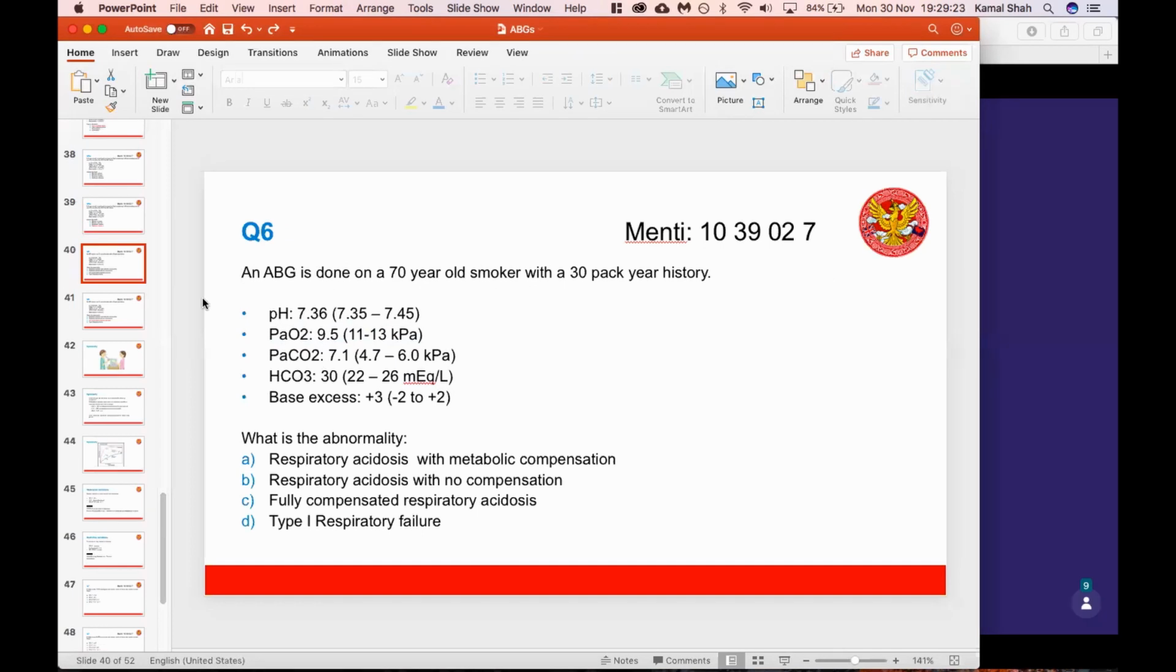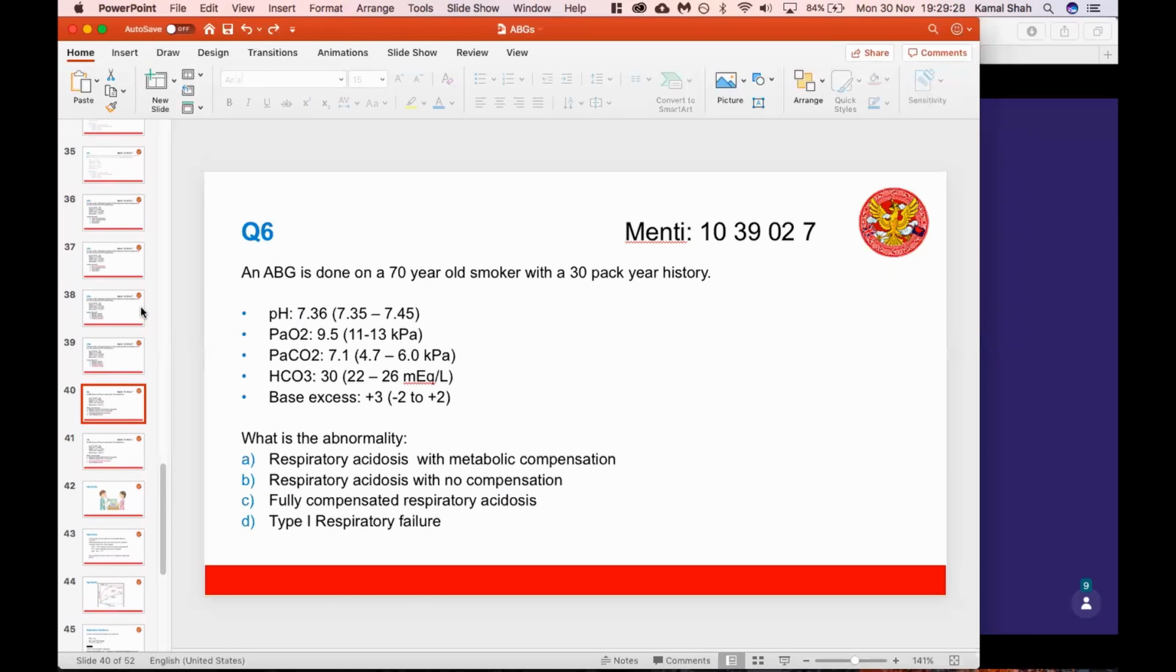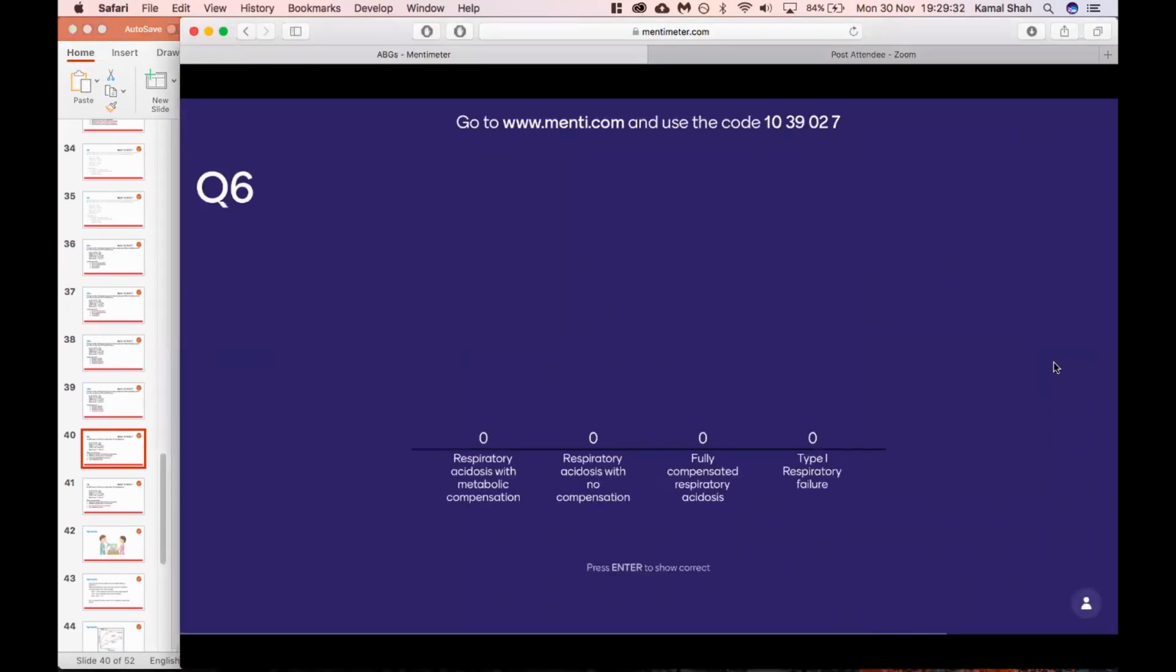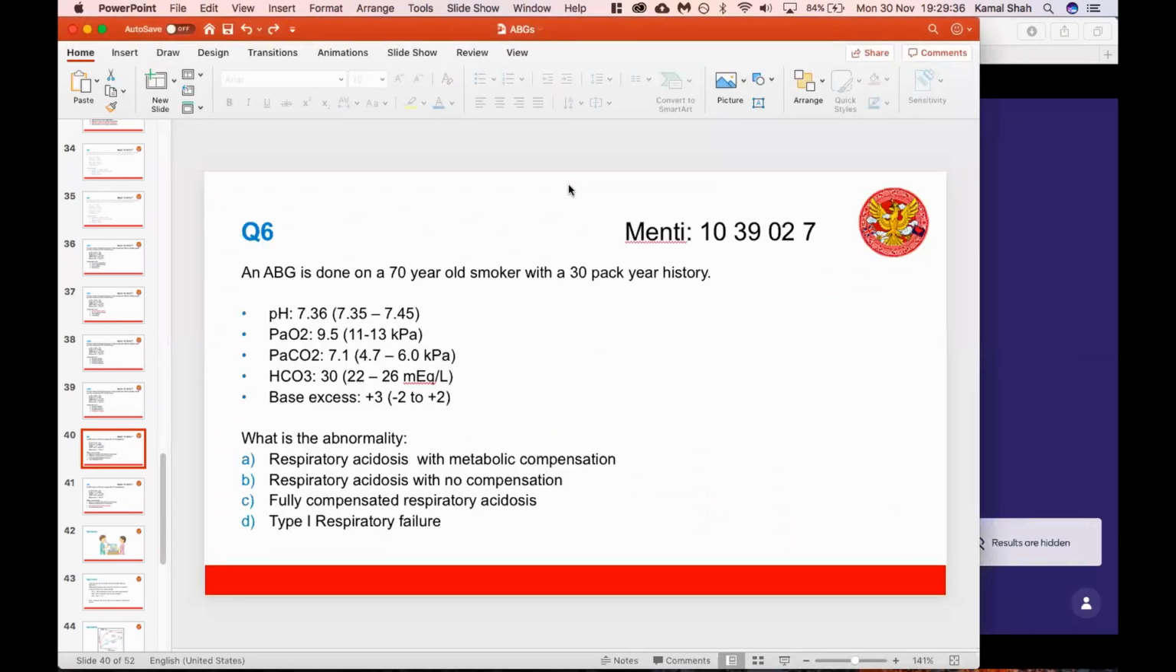Good. All right, so I've given you the answer. This is the last ABG question that we've got. But for those of you that didn't manage to see the answers, we've got an ABG that's done on a 70-year-old smoker with a 30-pack year history. So think about what kind of condition would be in this very stereotypical question: someone with a very long pack history, and have a look at the options.